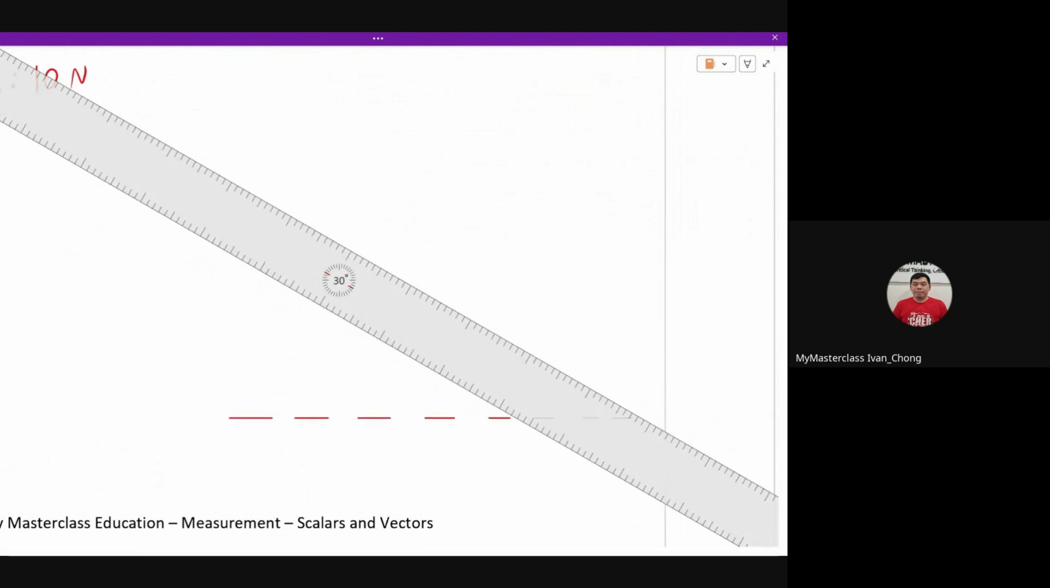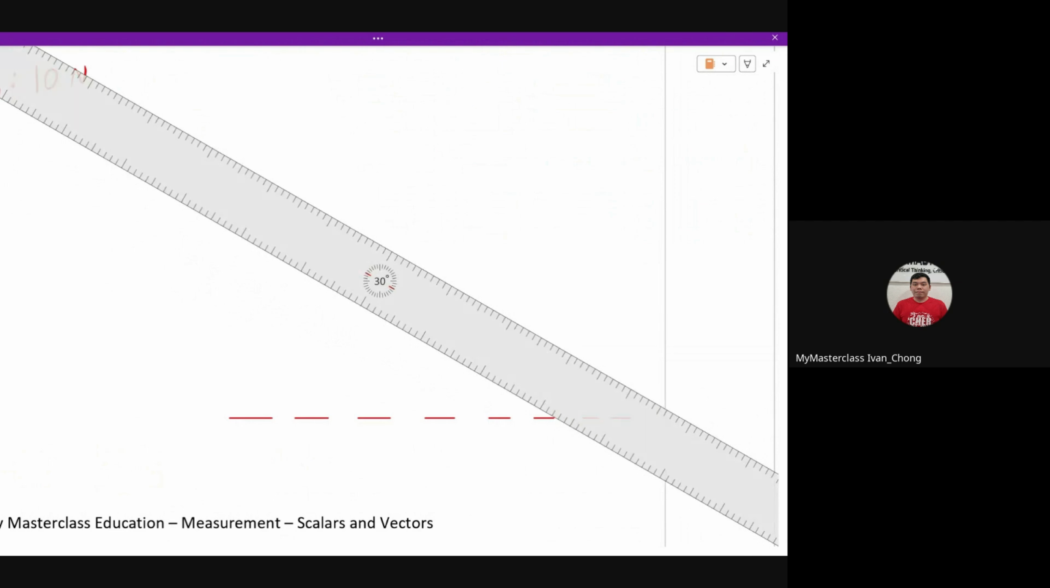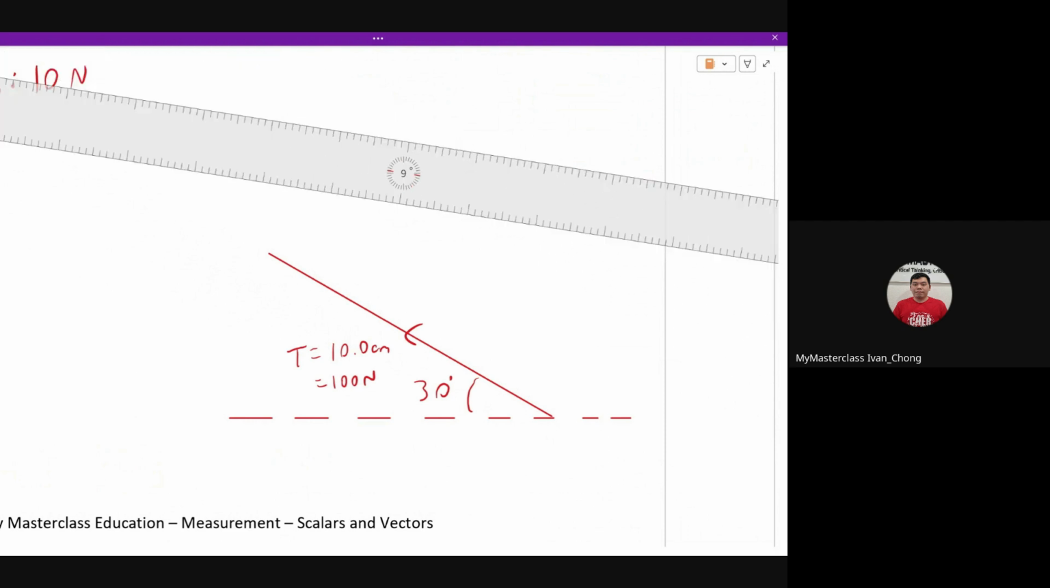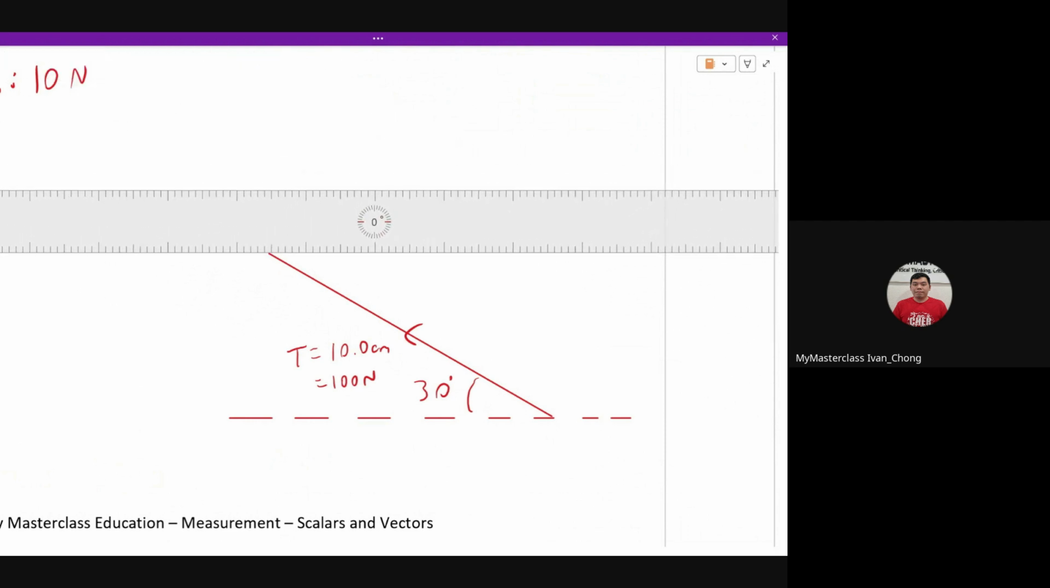Do take note it's 30 degrees from your horizontal. So the first thing you want to do is draw your 100 newtons at 30 degrees. Okay, so over here, what you want to do is label it. This is your tension. This is going to be 10 cm, or 10.0 cm to be precise. And this is 100 newtons. So what you're going to do is repeat it on the other side as well.